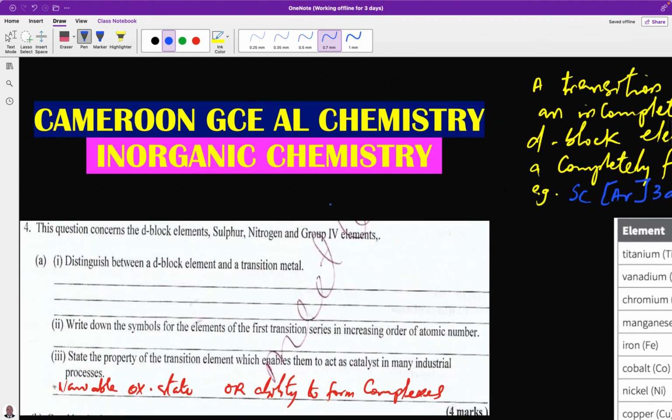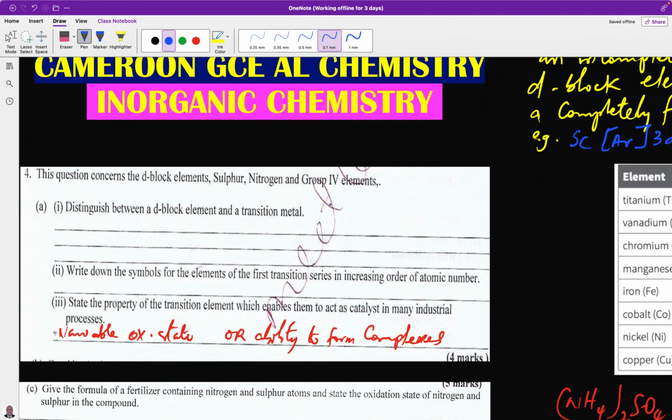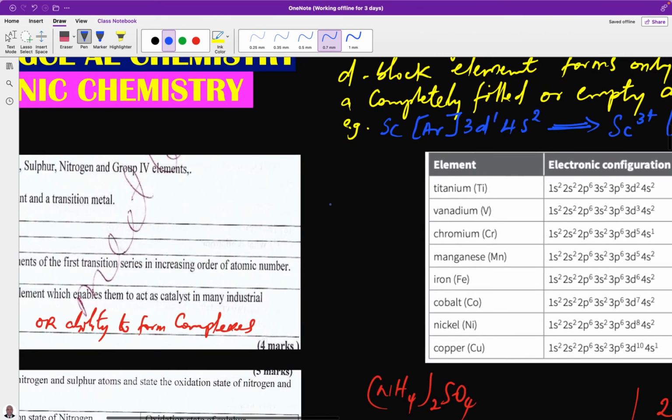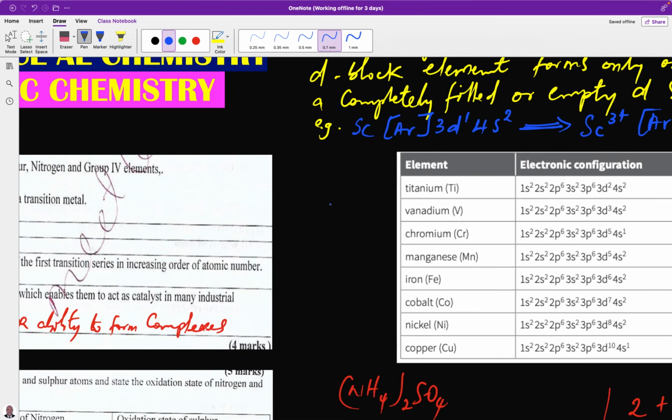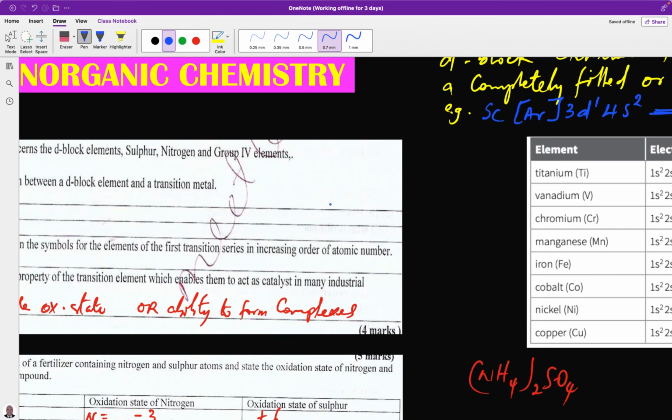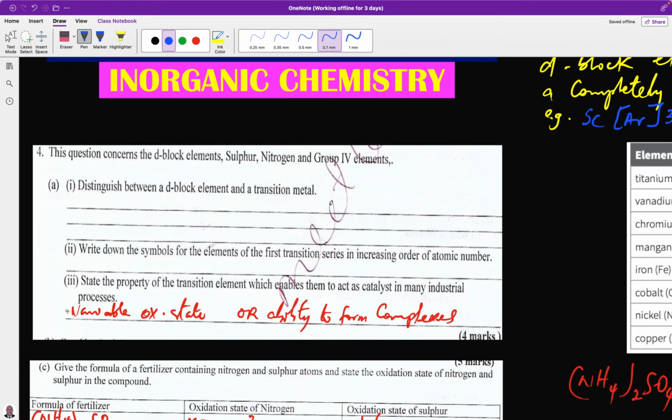Okay, I went further. Said write down the symbols for the elements of the first transition series in increasing order of atomic number. Of course, scandium and zinc are not included. We will start from titanium, vanadium, chromium, manganese, iron, cobalt, nickel, and copper. Those are the transition elements.